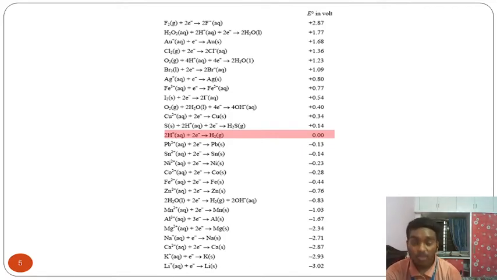Lithium is known as the strongest reducing agent because it undergoes oxidation at a faster rate. Lithium undergoes corrosion at a faster rate. Lithium can reduce the elements present above it. Therefore, it is known as the strongest reducing agent.